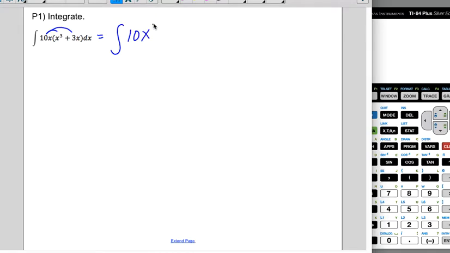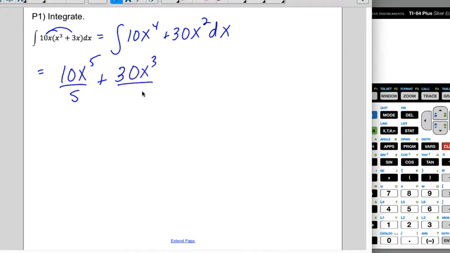So I'm going to have a 10x to the 4th plus a 30x squared dx, right? When I integrate, I'm going to up the power by 1 and divide by the new power. Up the power by 1, divide by the new power, and then there's my plus c. So I'm going to get a 2x to the 5th plus 10x cubed plus c, and that's it.